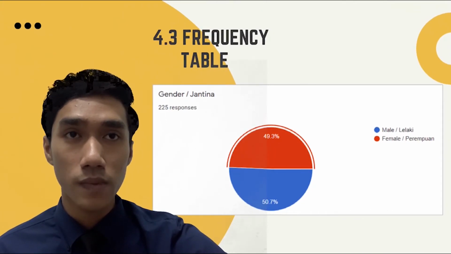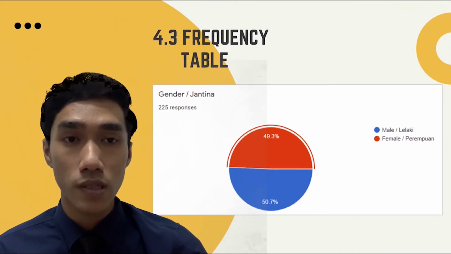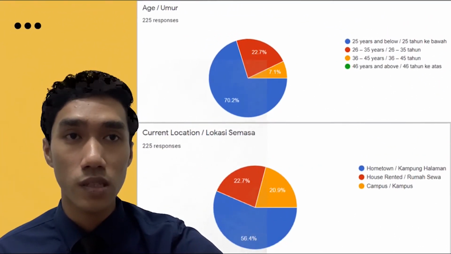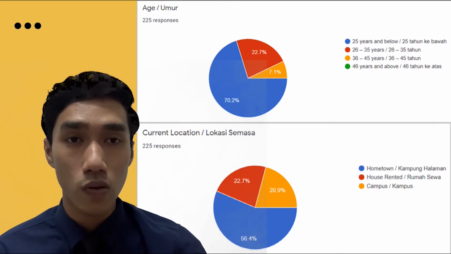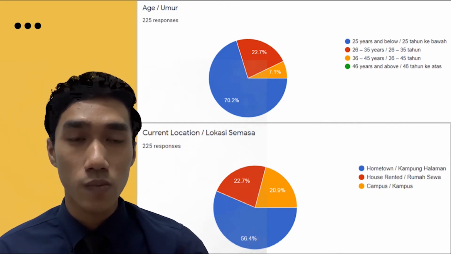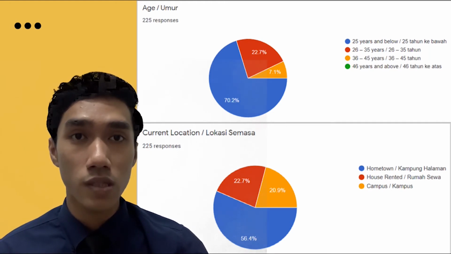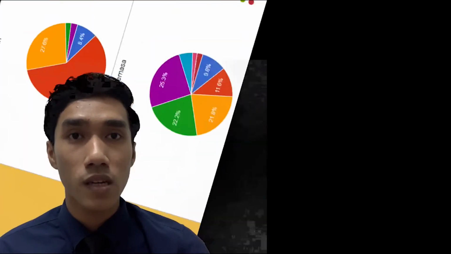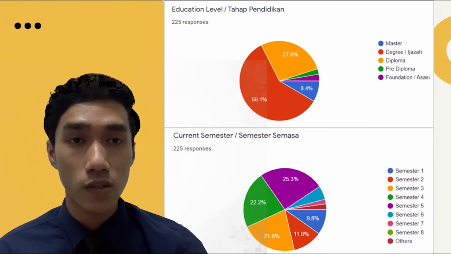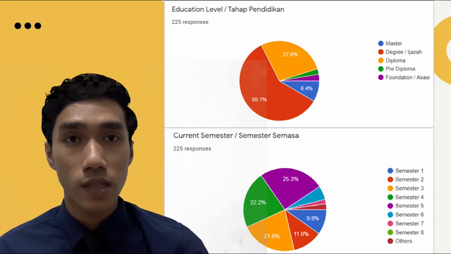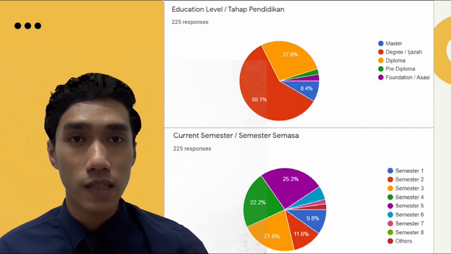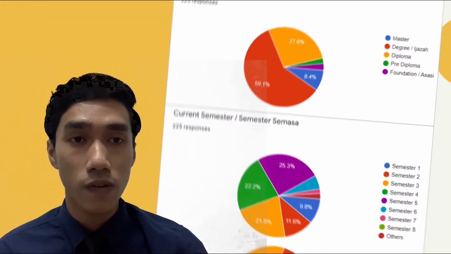Based on this figure, there are more male respondents, at 50.7%. For age, the majority of our respondents are 25 years and below, at 70.2%. For current location, the majority of our respondents are currently at their hometown, at 56.4%. For education level, the majority of our respondents came from degree level, at 59.1%. And lastly is current semester. The majority of our respondents are currently in semester 5, at 25.3%.